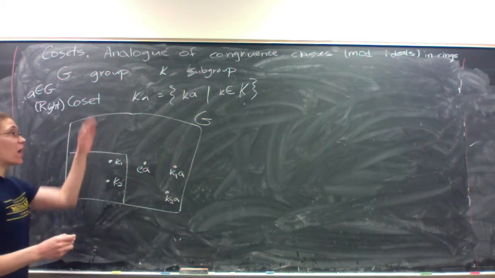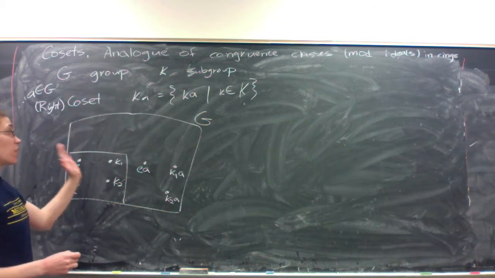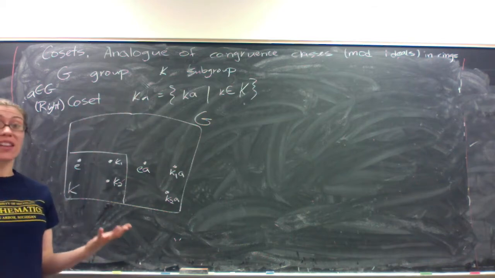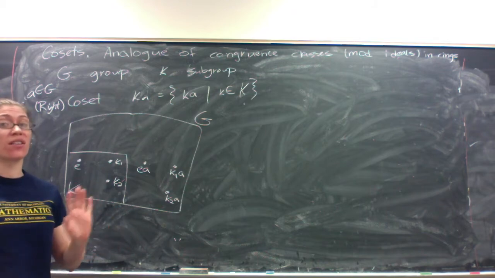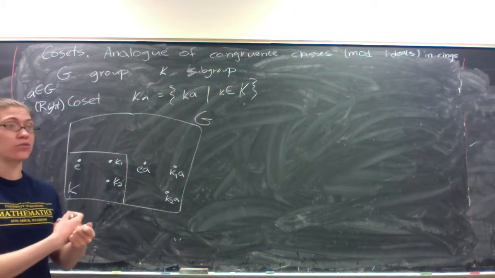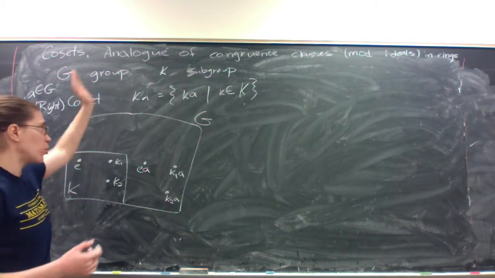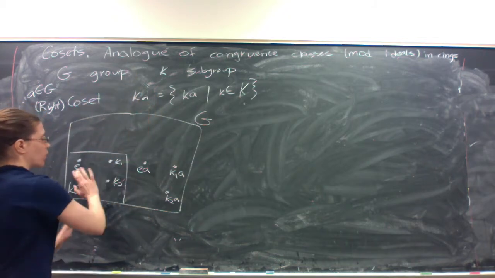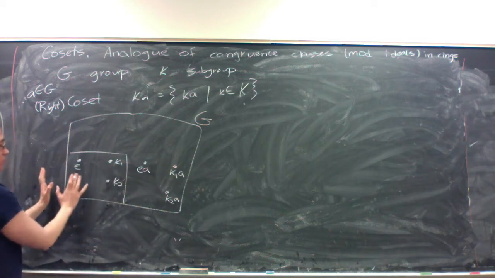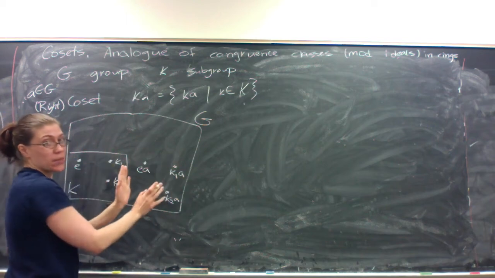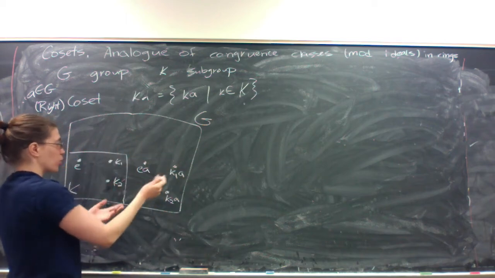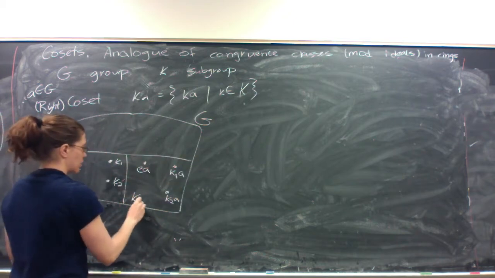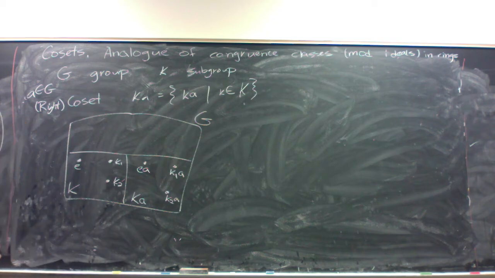And by the way, I'm looking at right cosets, which means I'm always multiplying by A on the right. I could look at left cosets, which mean that I multiply by A on the left, but I shouldn't mix them. If I'm multiplying by A on the right, I stay on the right for everything. Okay, so I translate all of the elements of K to other elements of the group by multiplying by A. And so if I do this for everything in K, I get my set of elements called Ka.